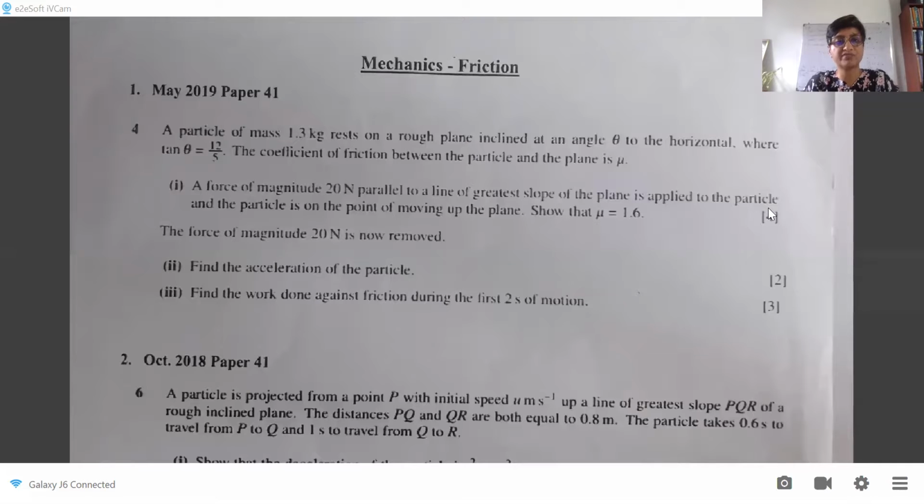Then the force of magnitude 20 newtons is now removed. Part 2. Don't copy part 3. It's from work and energy. We can't do it anyway, so you can drop that. Part 2. Find the acceleration of the particle.